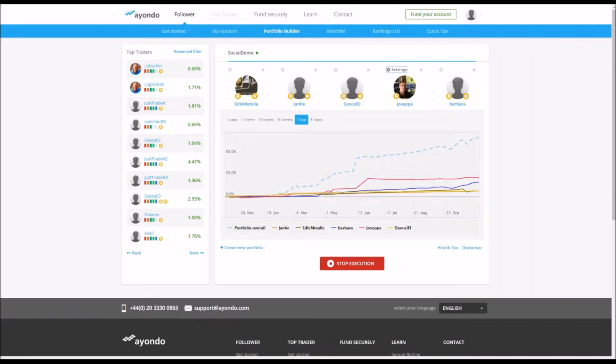I'm going to come back to this page a bit later to show you how it would be if you hadn't started execution already, but I don't want to stop it yet. I just want to show you something else about how it works.